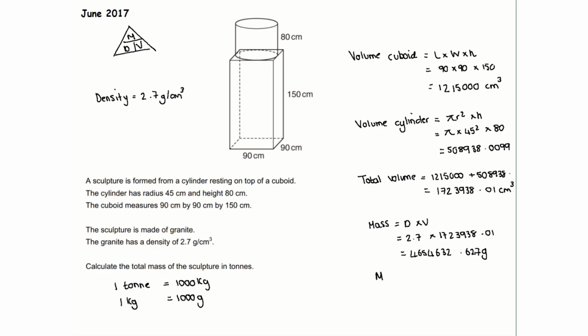So my mass is 4.65. You can write down the whole calculator display if you like, tonnes. As I've said, because I know that 1 tonne is 1,000 kilograms, and I know that 1 kilogram is 1,000 grams, I've taken my answer, divided through by 1,000 to get it into kilograms, then divided through by 1,000 again to get it into tonnes.